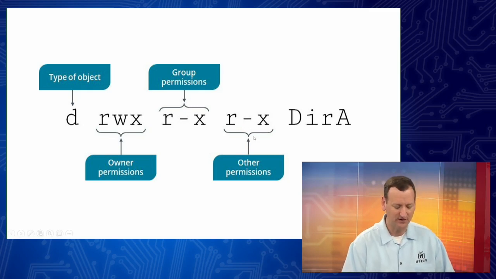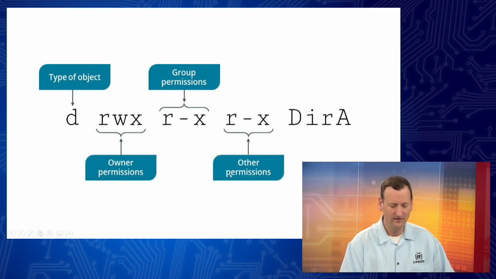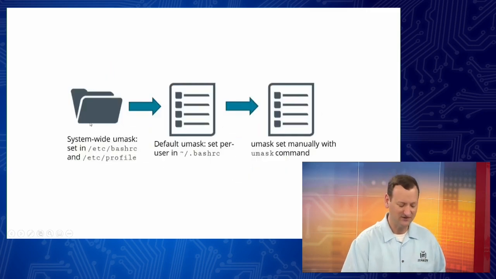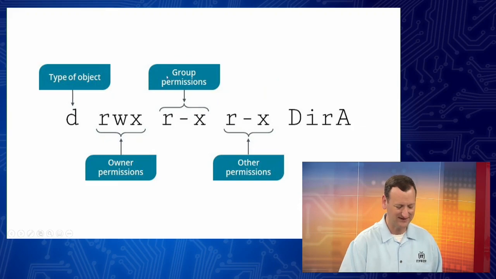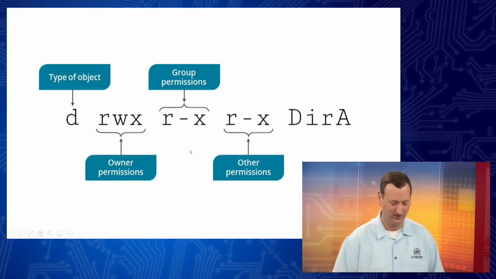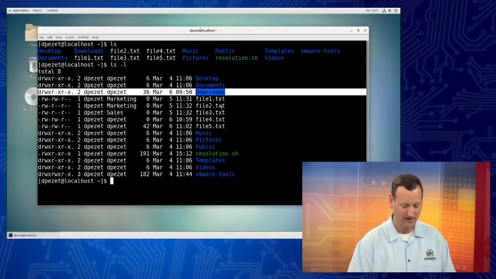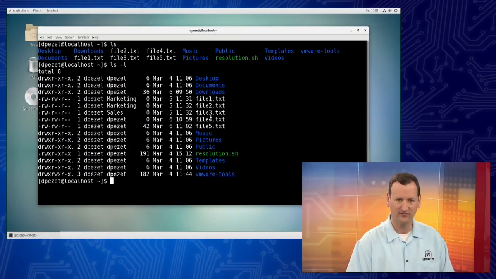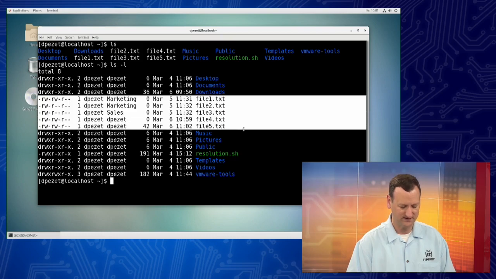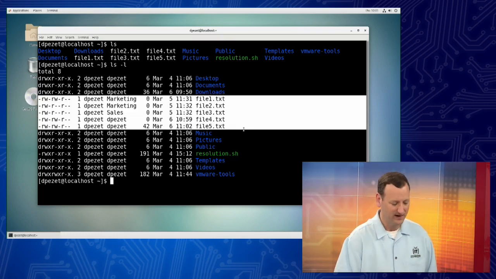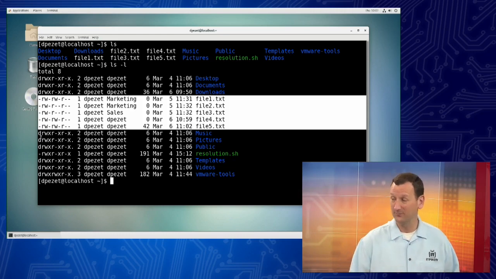And then the last part here is what's called other, right? And the other, this is anybody who's not the owner and is not in the group assigned to the file. So let's go back to my directory here. Notice I've got file 1, 2, 3, 4, and 5. Okay. On all of them, I'm the owner. So DPZ is listed as the owner for each one. And on the left side, I can see as the owner, I have read and write permissions. I'm allowed to modify all 5 of those files.